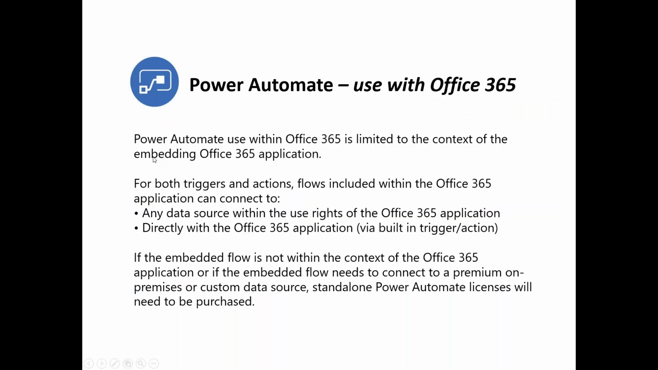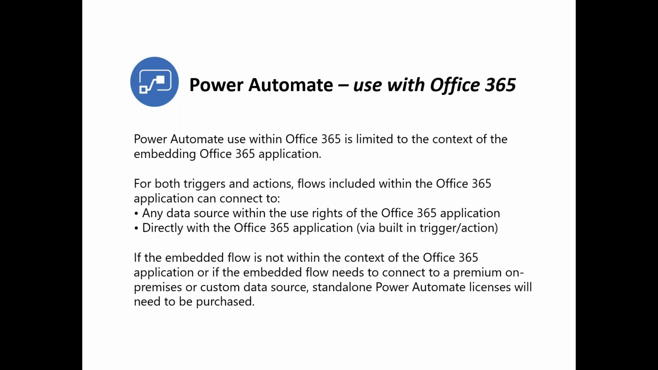Oh, here's the fine print from Microsoft, you could say. It's Power Automate use with Office 365 is limited to the context of the embedding Office 365 application. Okay. So basically what they're saying is that within the context of an Office 365 application, a Power App application that's running in Office 365, using Office 365 data, interacting directly with the Office 365 application, that's included in it.